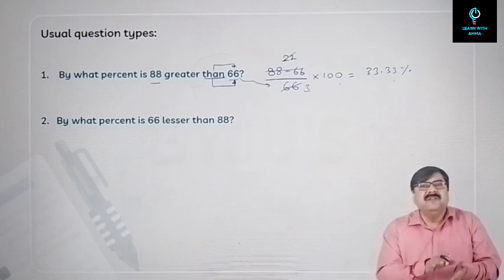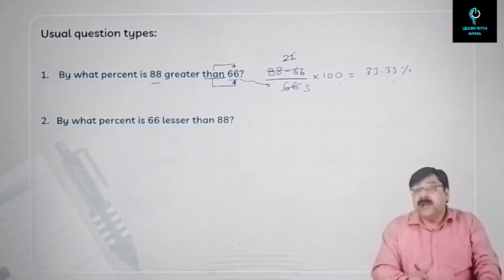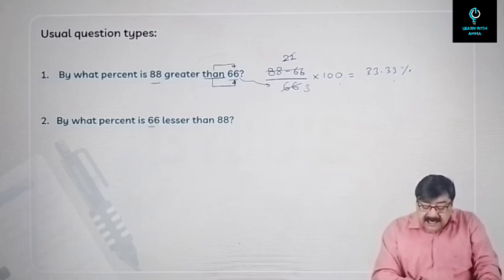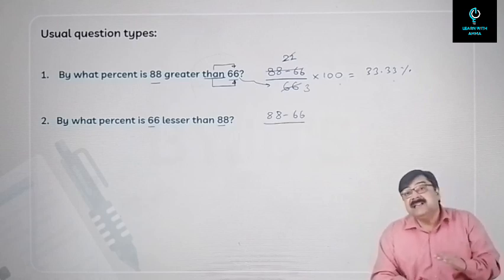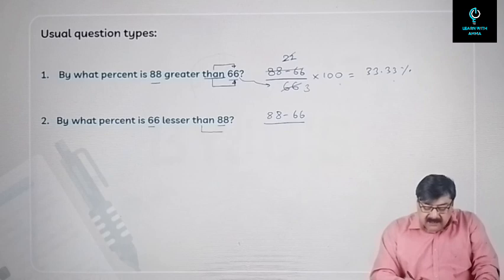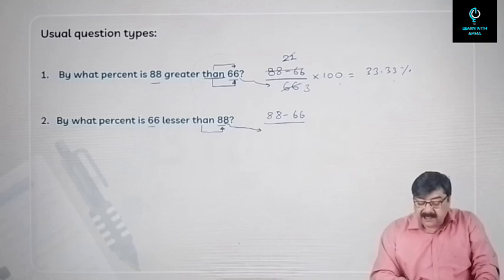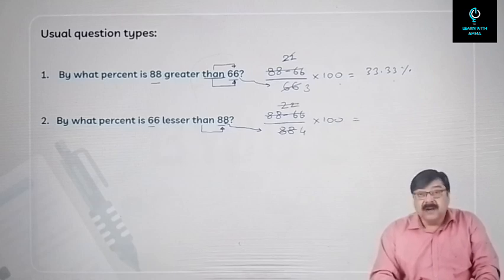Then the converse of the previous question. By what percent is value x lesser than value y? So by what percent is 66 lesser than 88? Again, we will take the difference here, because for lesser and greater, you will always have to take the difference. Now this time, to the right side of the word than, we see the figure 88. That would appear in the denominator into 100. So this becomes 22 by 88, which goes by 22 to 1 by 4, or 100 by 4. That happens to be 25%.